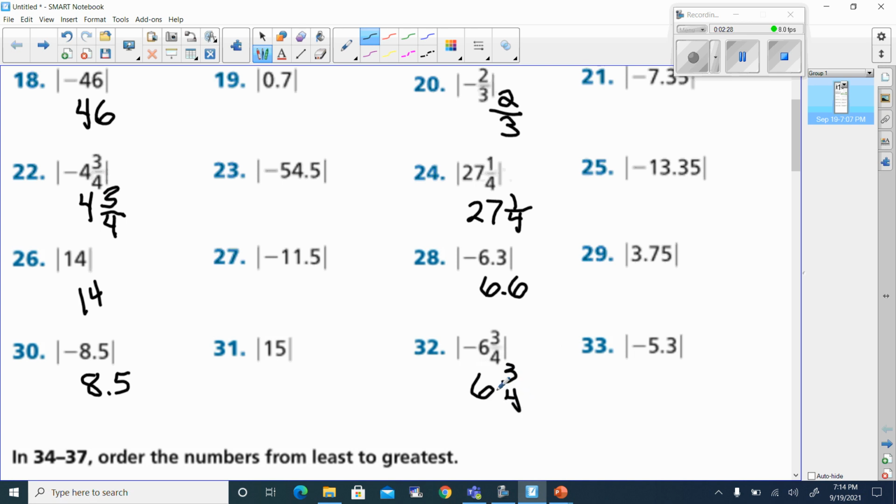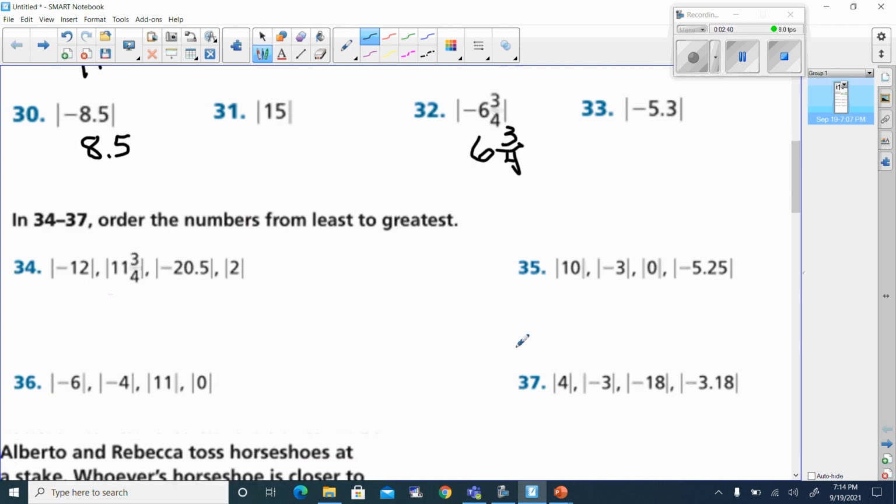As you can see, my answer will always be the positive version of the number that's in there, whether it's negative or positive. In my absolute value signs, the answer will be positive.